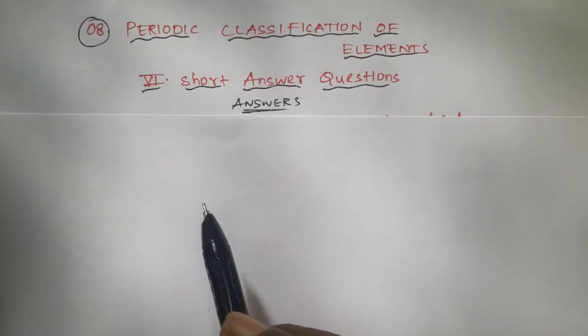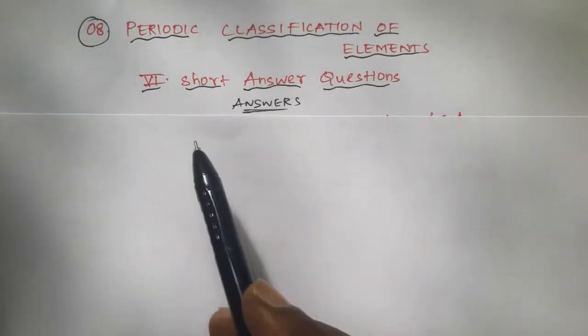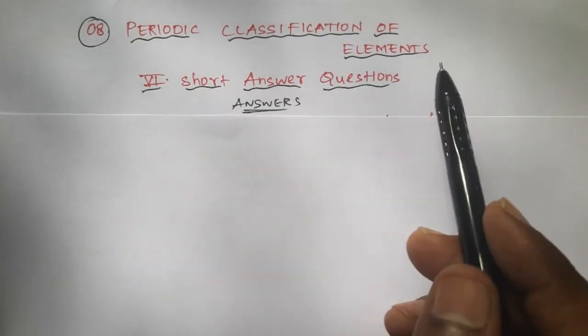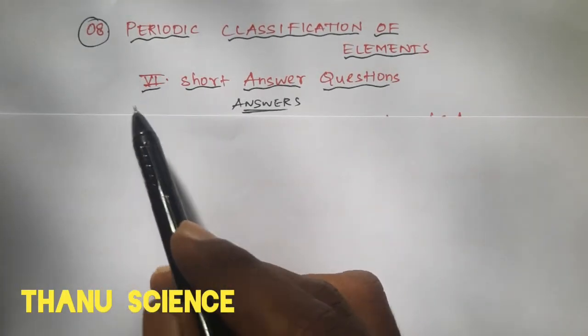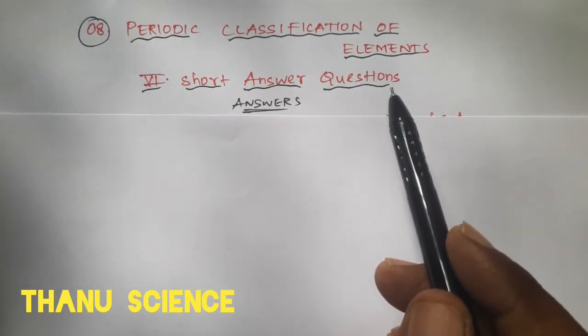Welcome to Tanu Science. In this video, we'll learn the answers from Chapter 8, Periodic Classification of Elements, in the part of Roman letter 6, short answer questions of class 10.